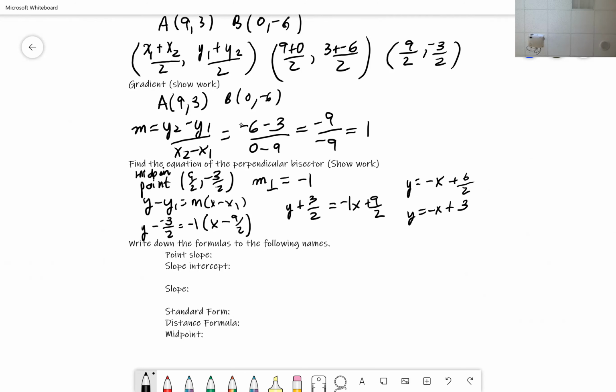And if you write it in the form ax plus by plus c equals 0, where a has to be positive, you would write x plus y minus 3 equals 0, and you're done. So this test is an easy test, but it requires that you know how to do all this. You understand it.